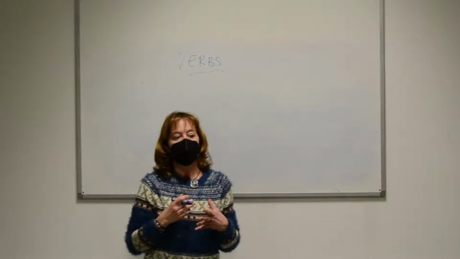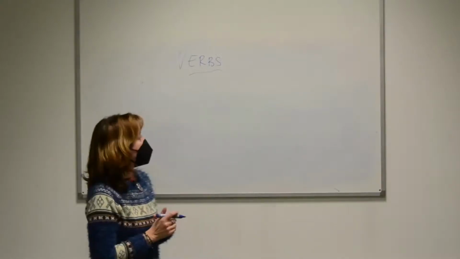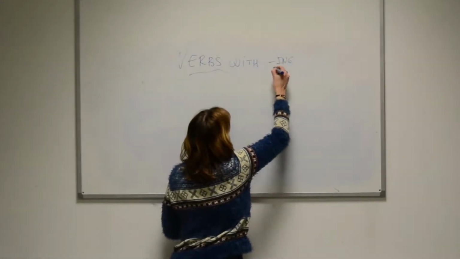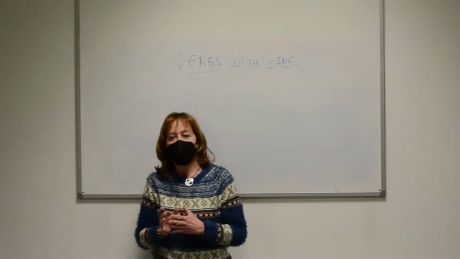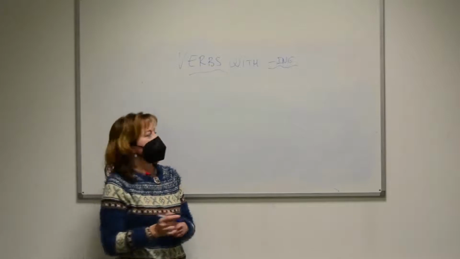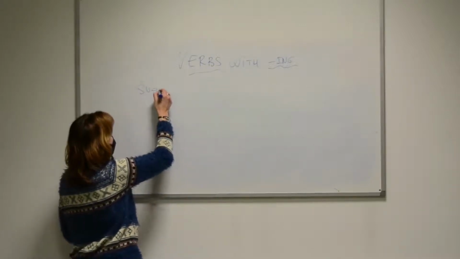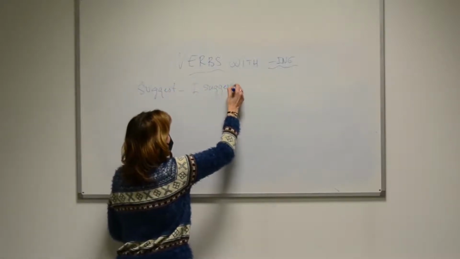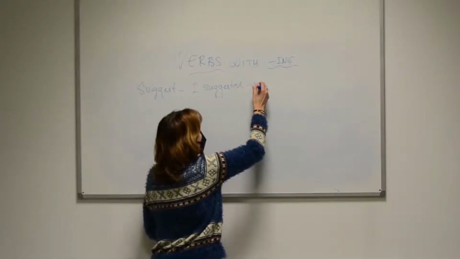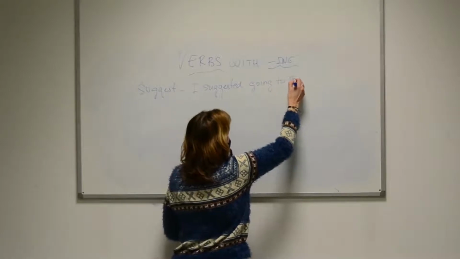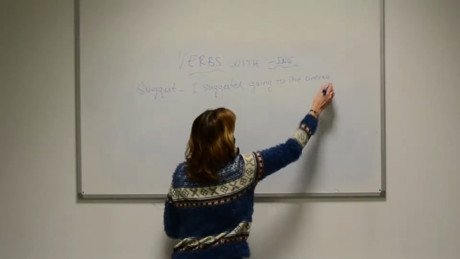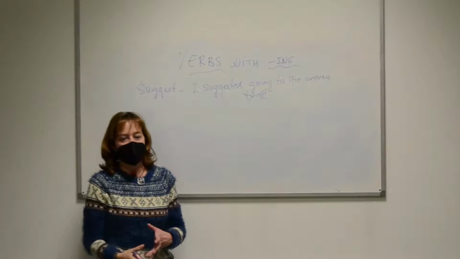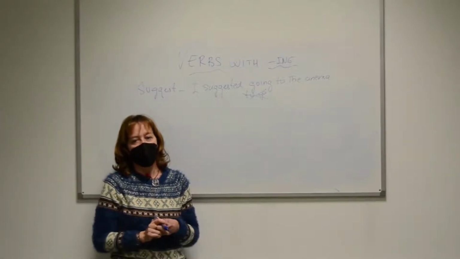Well, now we are going to deal with other groups of verbs that are followed by ing, gerund, okay? Ing, it's called gerund. These verbs are always followed by a verb with ing. These are verbs, for example, like suggest. An example should be, I suggested, for instance, going to the cinema. In this case, we cannot say, I suggest to go. It is not possible. Suggest is a verb that is always followed by ing.